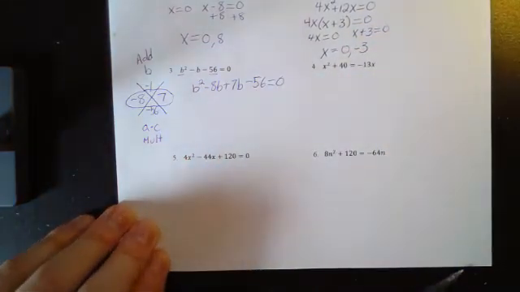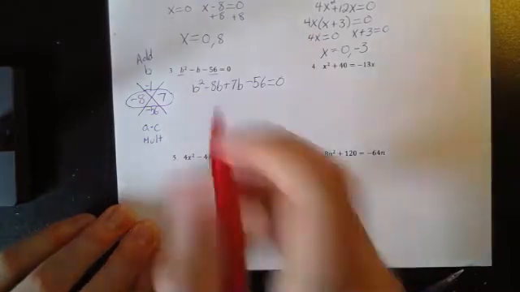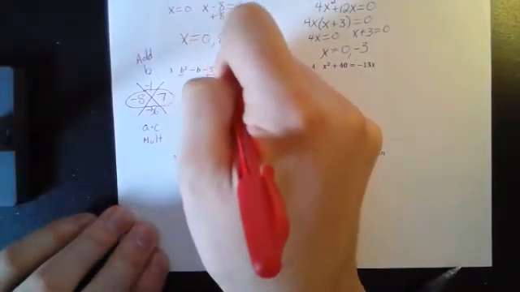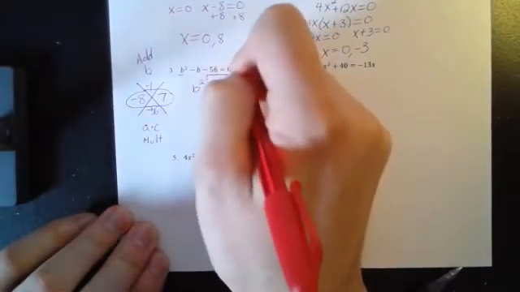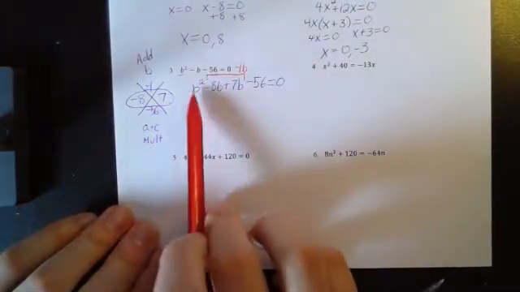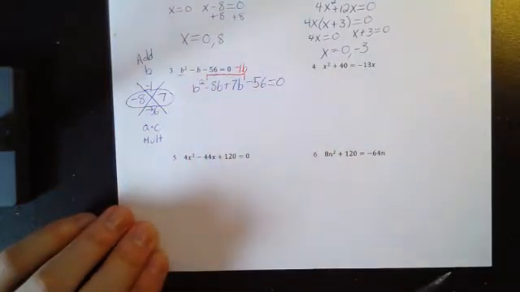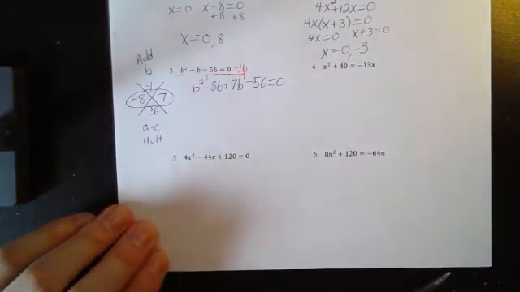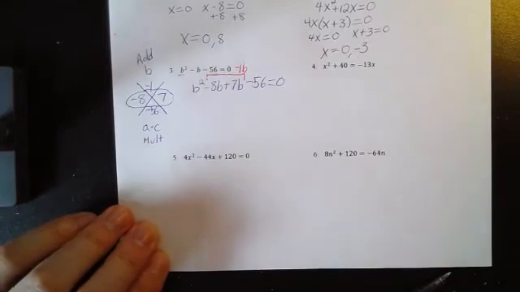Now what you should notice is that the negative 8b plus 7b would simplify to negative 1b. We want that to be true because we need this to be equivalent to the original equation. Okay, so from there, we're going to factor by grouping.